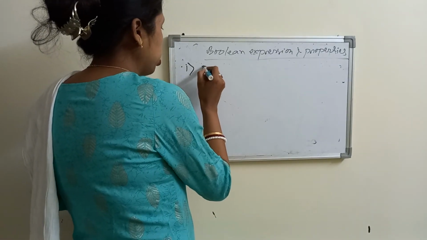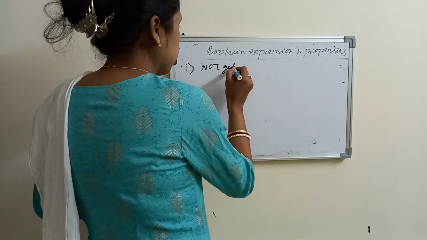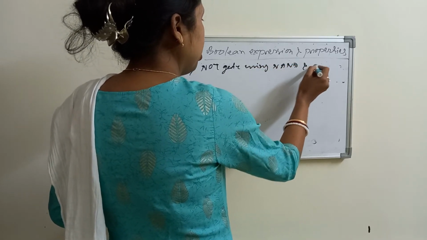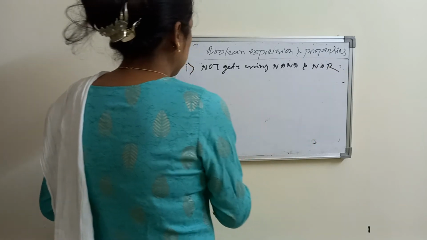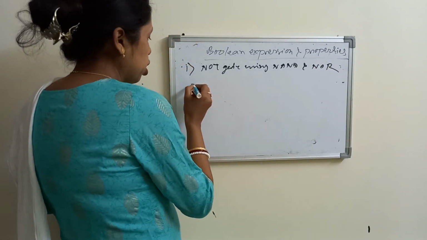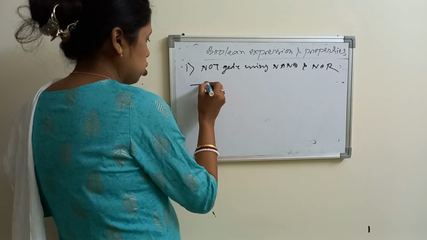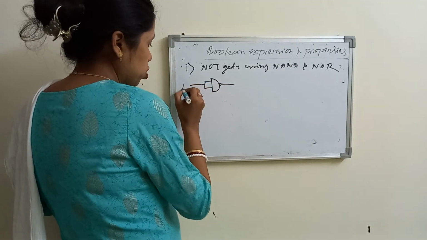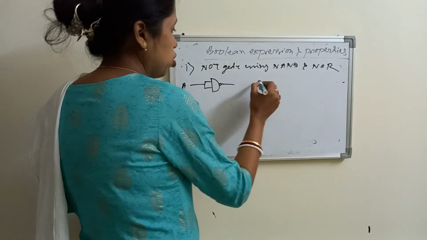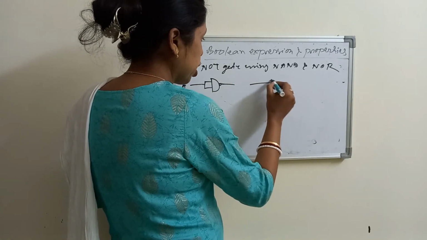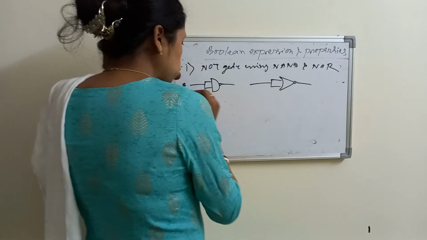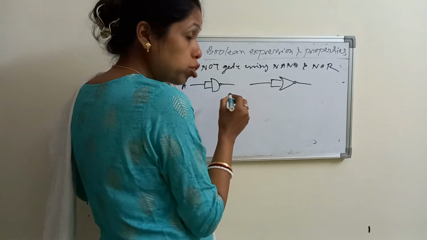First I will tell NOT gate using NAND and NOR. How will we get the NOT gate? This is the symbol of the NAND gate I told. Here we will get a NOT gate by using the NAND gate. Here it is A, and here we should get A prime.